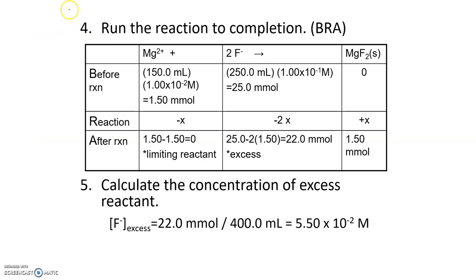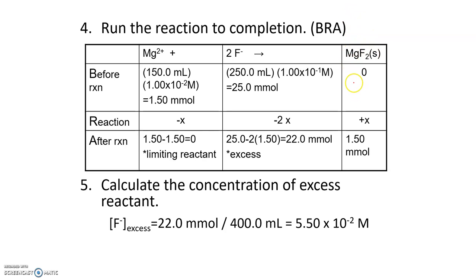So step 4, we're going to use a new little box. It's similar to your ice box. I'm just not using the ice box because we're not really at equilibrium yet. And so the acronym that we're going to use is BRA. B for before reaction, R is the reaction itself, and A is after the reaction. Now, students in the past like to call it a bra box. I don't really care what you call it as long as you remember how to use it.